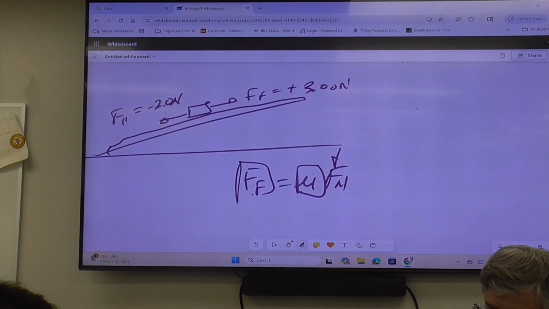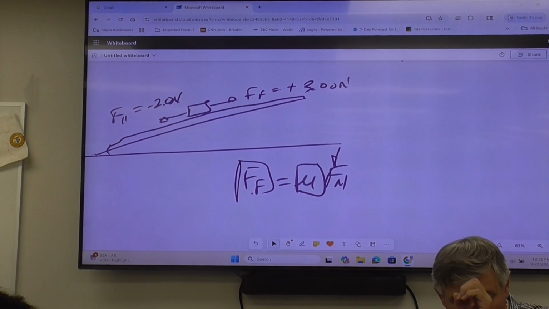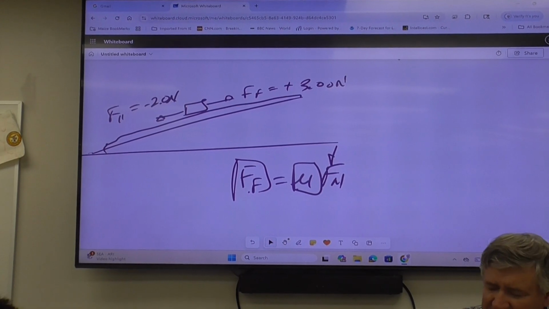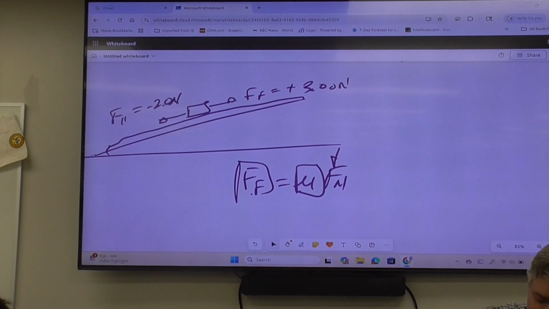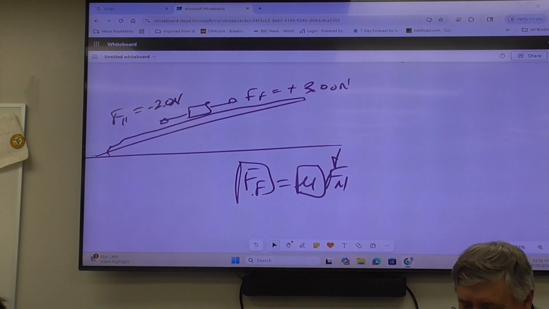Is that at that point where it just begins to slide and lands on your foot, God, that hurt. Oh, the edge of the board caught me right on the inside of my ankle.